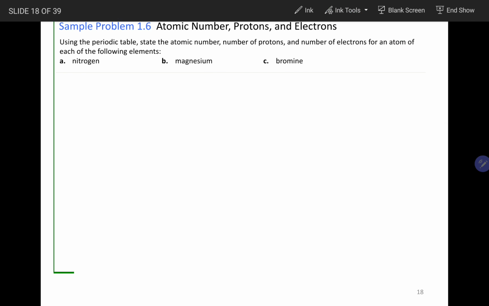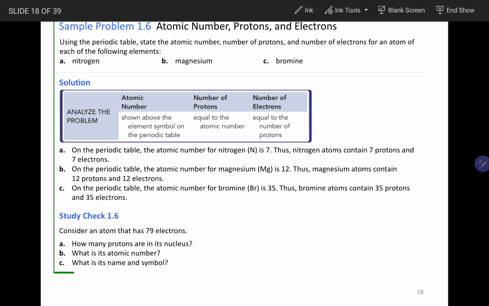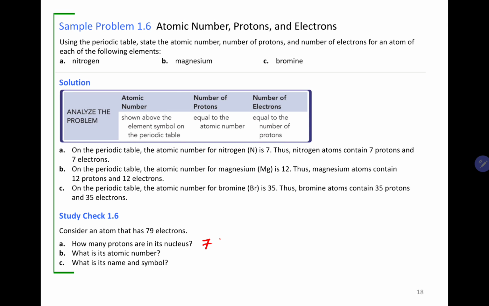All right, so here are your answers. Then let's try to do this study check. Consider an atom that has 79 electrons. Of course, if you have 79 electrons, you have 79 protons. So if you have 79 protons, the atomic number is 79. You look at the periodic table, find the index number 79 and figure out the element symbol, which is Au. You might want to do this by yourself.